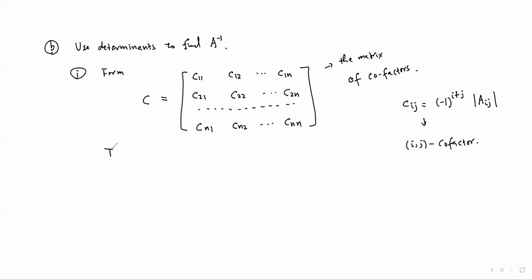Then it can be proved that matrix A times the matrix of cofactors is a matrix: it is the determinant of A, which is a number, times the identity matrix. The size of this identity matrix is n by n.